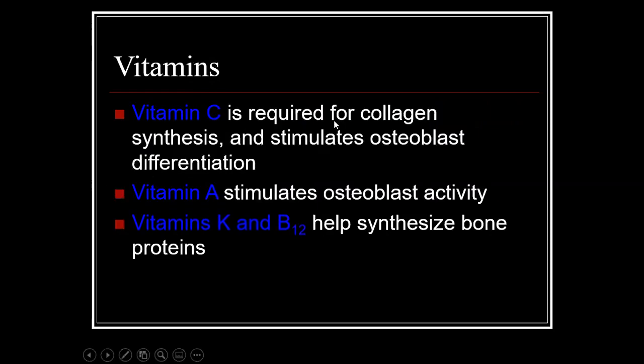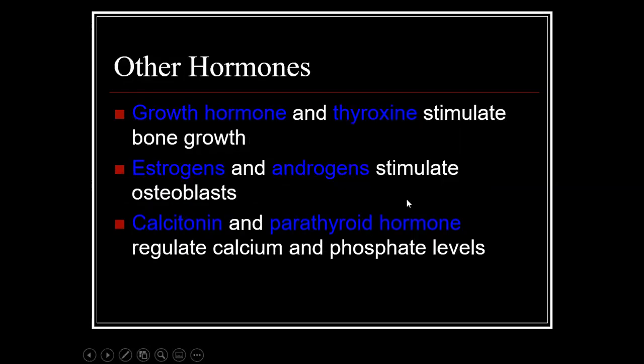Also, vitamin C is required for collagen synthesis and stimulates osteoblast differentiation. Vitamin A stimulates osteoblast activity. Vitamins K and B12 help synthesize bone proteins. Vitamin K also helps with clotting. B12 gives you energy. Vitamin C is so you don't get scurvy. You can actually overdose on vitamin A and cause very serious damages, so be careful with your vitamin A intake. I guarantee whatever you're getting in your diet is not going to do it, but if you start taking supplements, be careful.